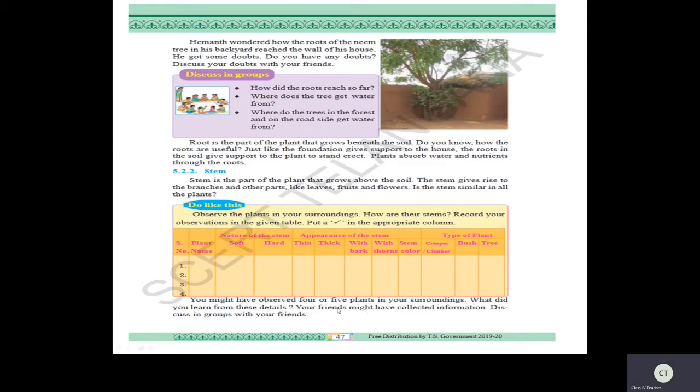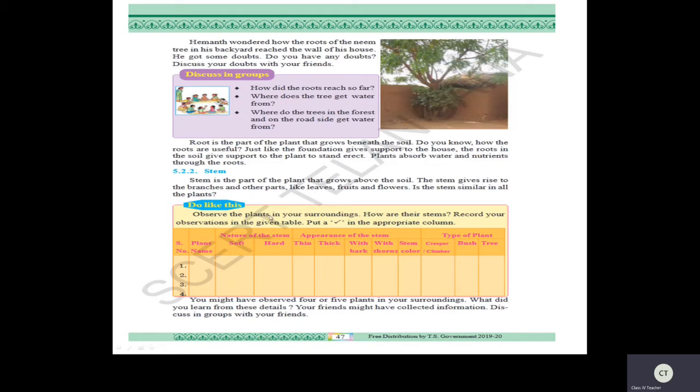Everyone observe carefully, children. You can open your textbooks, page number 47. Just see here, stem. Stem is a part of the plant that grows above the soil. So where is the stem present, children? Yes, above the soil. It is also a part of a plant. Now, the stem gives rise to the branches and other parts.